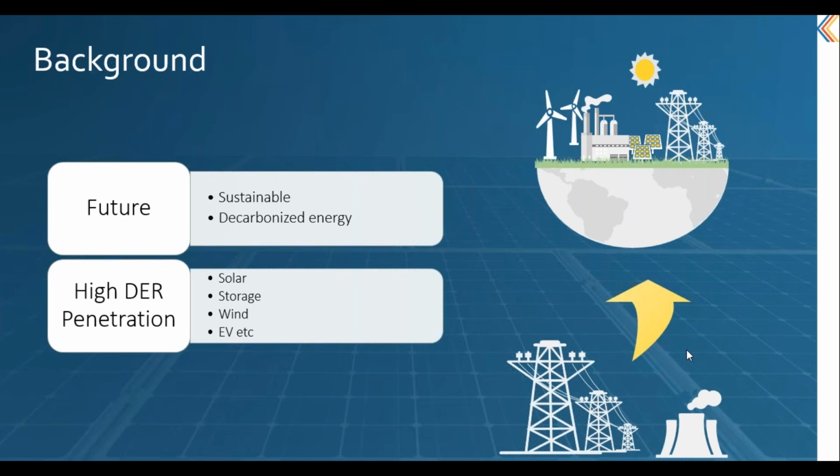Or if you look at the other case, whenever a DER resource is connected or disconnected, it will disturb the grid. Even though these disturbances are feeble, as the number of DER sources increases, the strain on the grid increases exponentially, which will cause devastating effects on the grid and ultimately end up in a blackout.